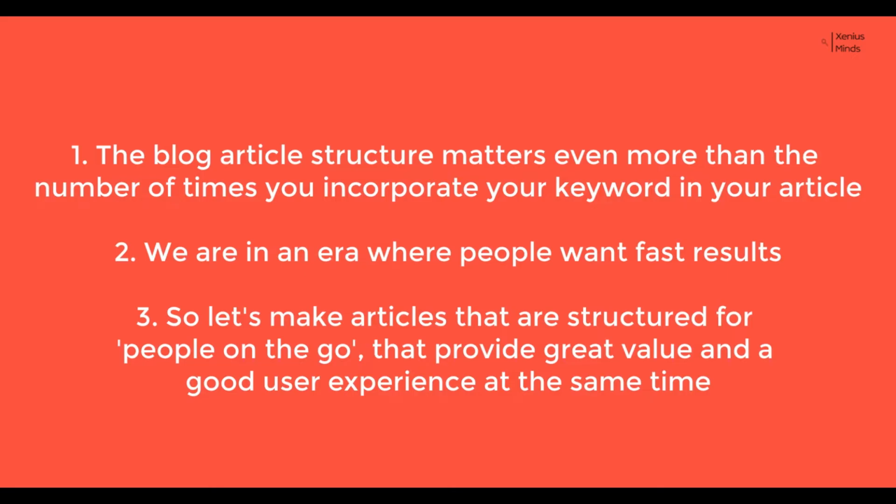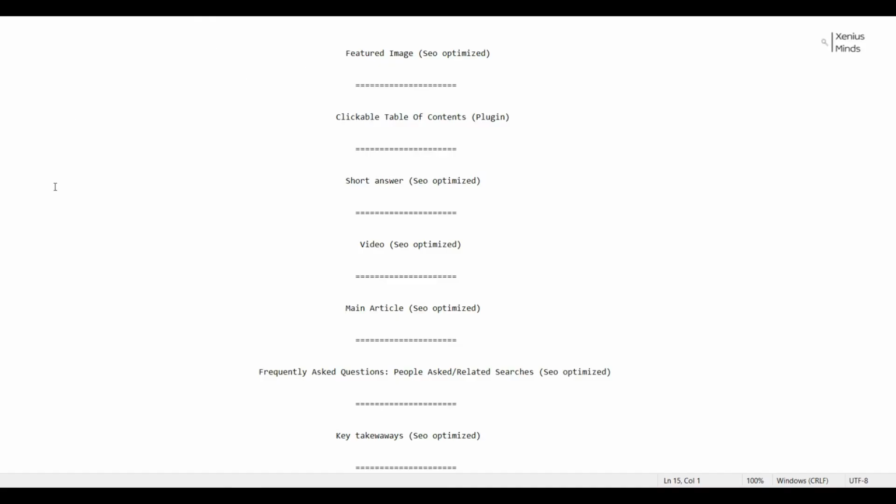So as you're about to see, this blog article structure makes perfect sense. And this needs to be done in that exact order. So the first thing that people need to see, aside from the title of your article, is a featured image.